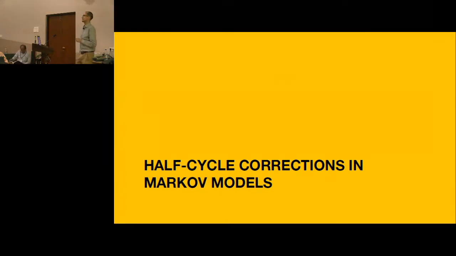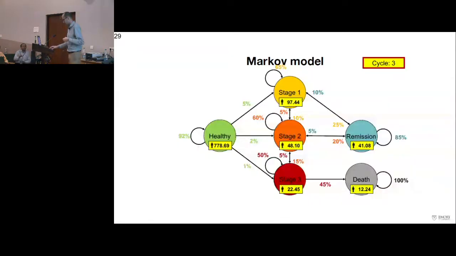And what this means is that when I described the very basic Markov model, the assumption was that everyone stays in a health state for the entire duration of the cycle, and then switches to the next health state in no time. That's not how it usually works. Some people will transition from one health state very shortly after the beginning of the cycle. Some people will transition close to the end. Many will transition in the middle. And half-cycle correction is a way to adjust for exactly this.